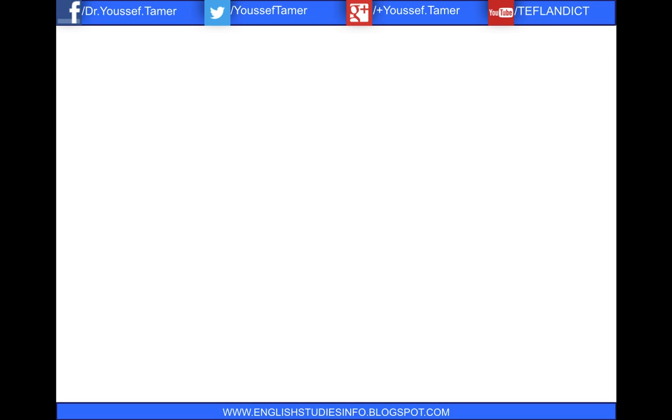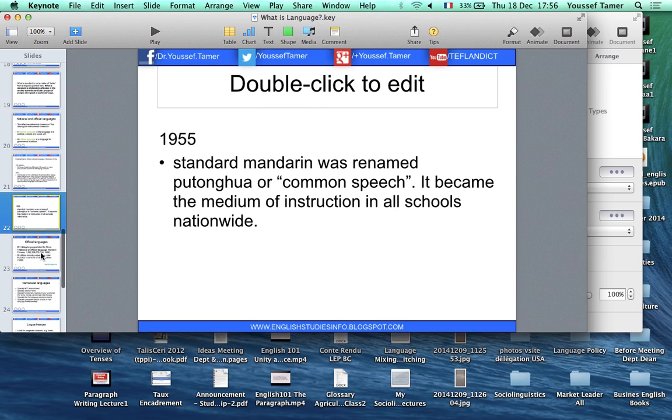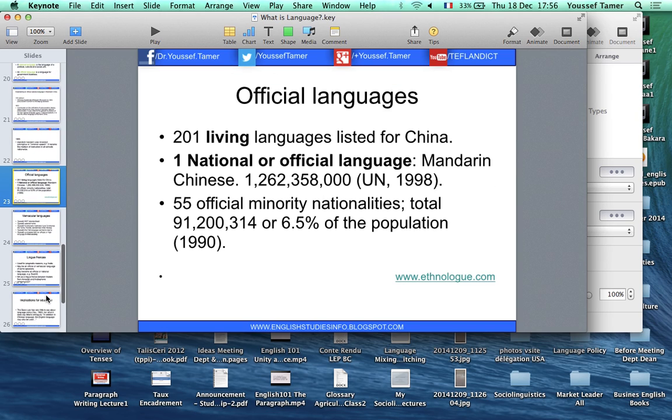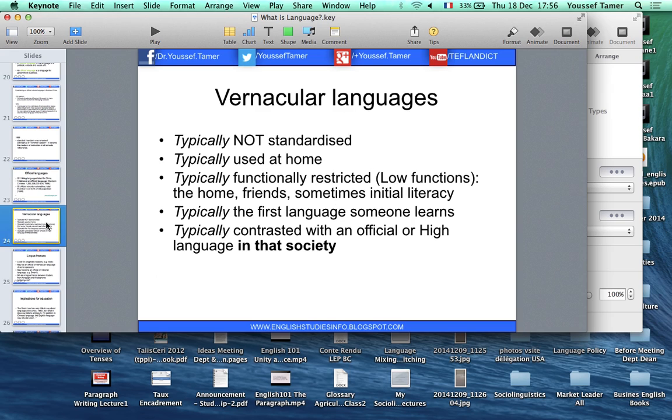I think I'm going to skip these examples here. Now here you have some statistics in relation to China: how many different languages and how many different dialects there are, and so on and so forth.